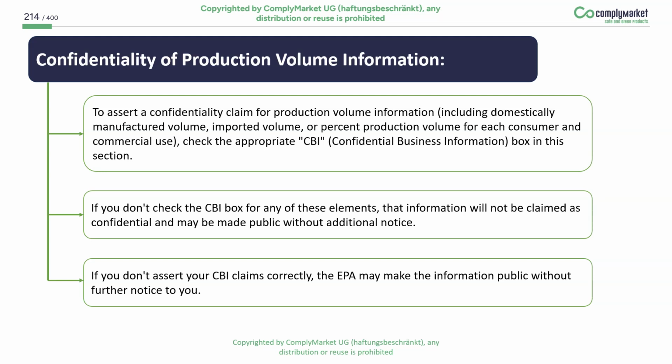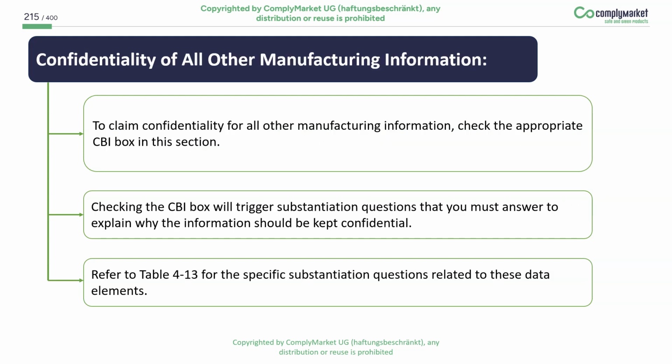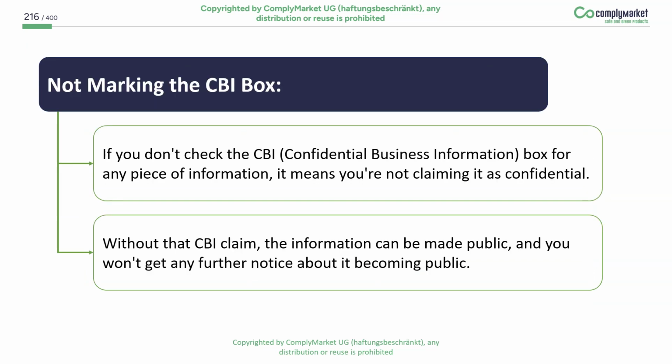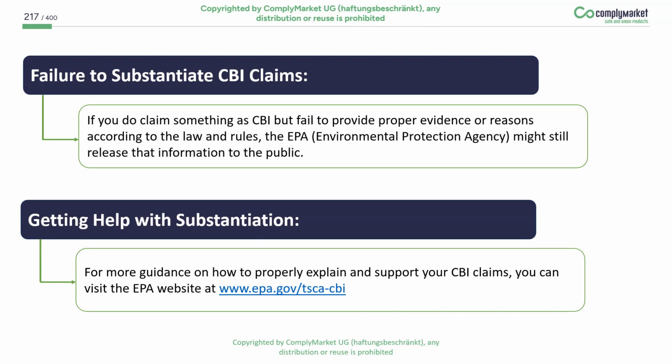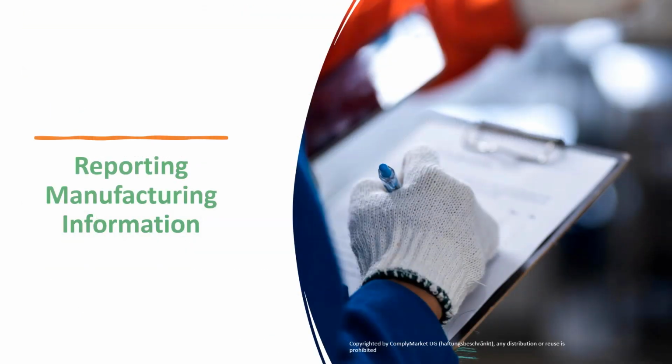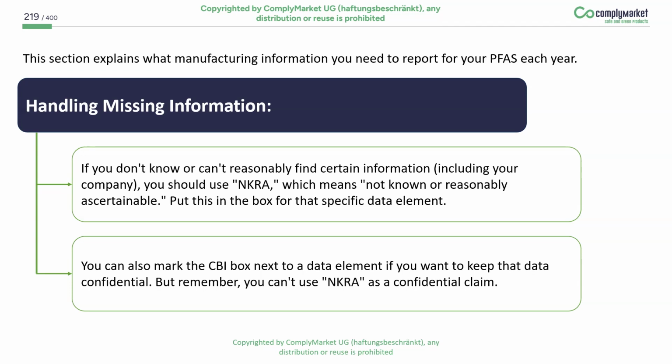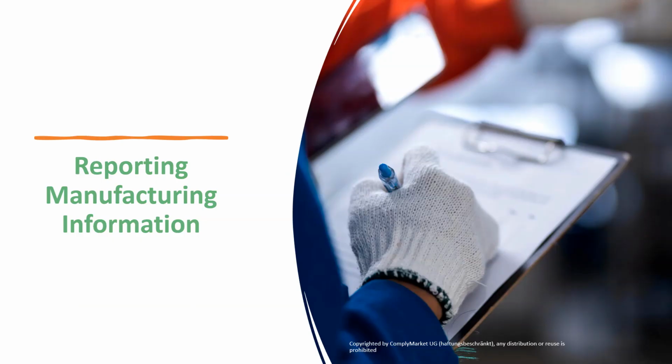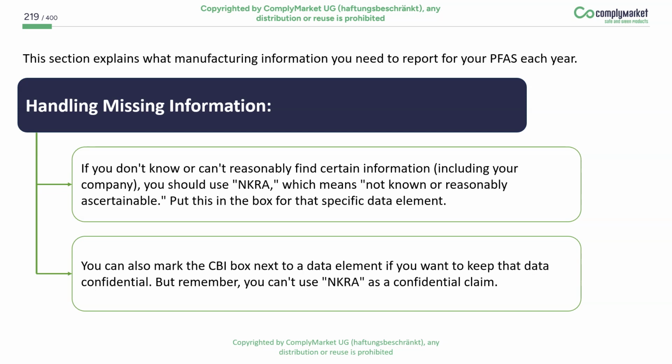How to claim confidential information, I have explained that, so I'm just repeating slides, but it is repeated because you have the same principle for each new section. Handling and reporting manufacturing information and handling missing information: if you don't know or cannot reasonably find information, you should use the appropriate code. So that's why I told you you have to enter information anyhow, but you have to show your due diligence that you have done your best to enter information.